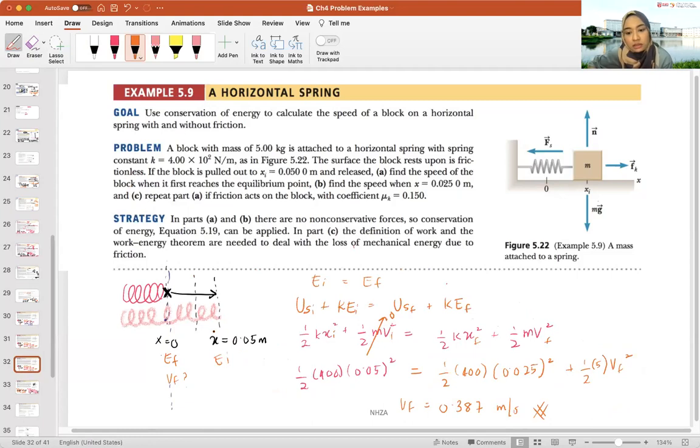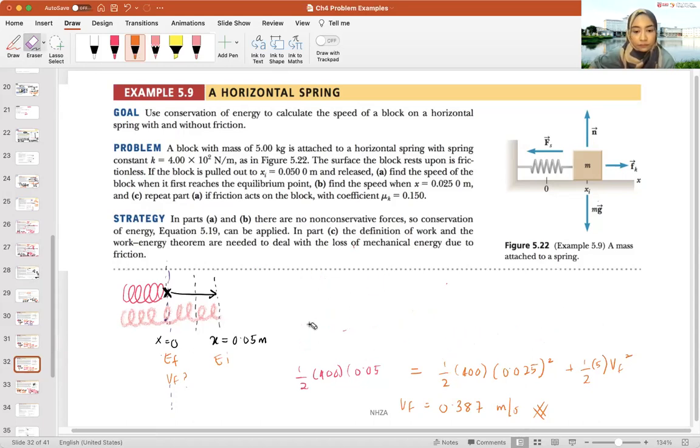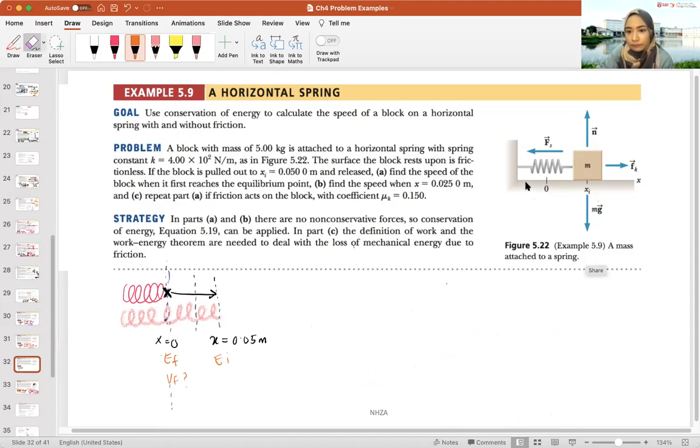Okay, so any guesses? Would the V final be greater or smaller? Guesses. Would the V final be greater or smaller? Kalau ada friction, logically kita akan slow down ataupun akan increase in speed? Kita akan jadi smaller. Yes, smaller.